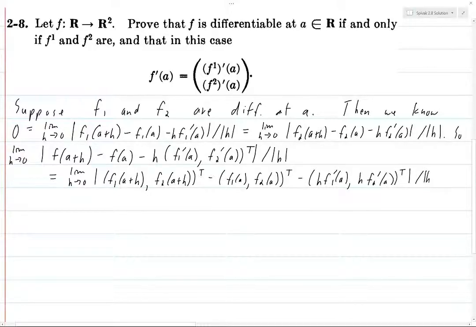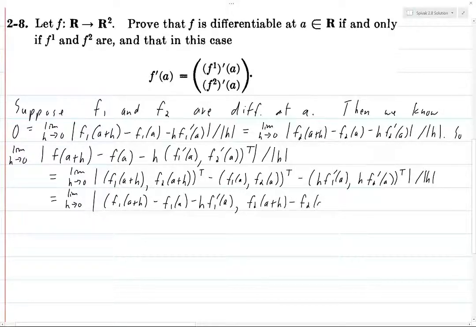Transpose. And then we still divide by the norm of h. And now if we add these vectors together, we get f1 of a plus h. We just combine all the things in the first coordinate: minus f1 of a minus h f1 prime of a. That's the first coordinate, and then the second coordinate is going to be all of the things for f2 prime of a. We're still taking the transpose and dividing by the norm of h.